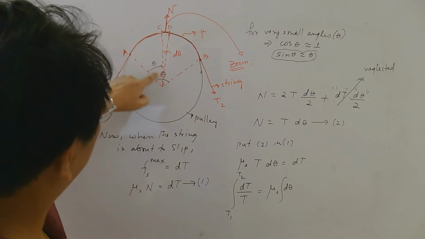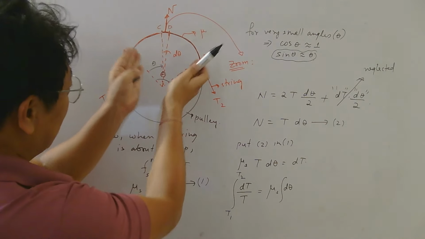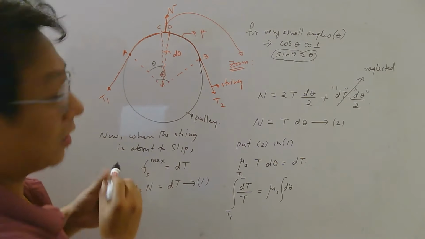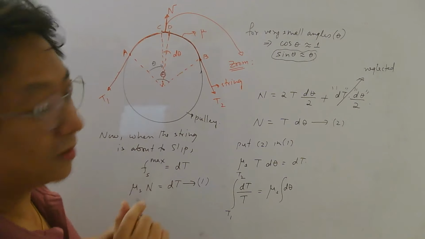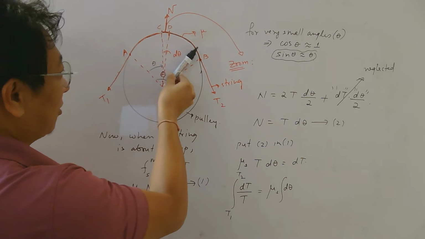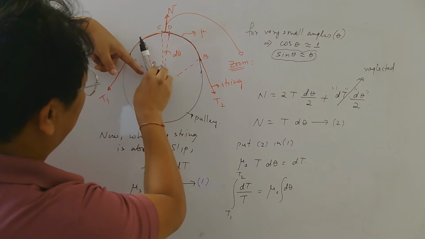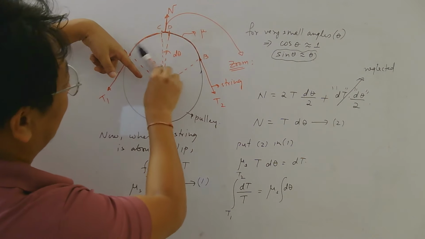So I should have given different symbols, but I hope you understand. This theta represents the angle subtended by the string, and this theta is the variable. So as you go from this point of the string to this point of the string, this variable theta starts from 0 up to the final angle theta.